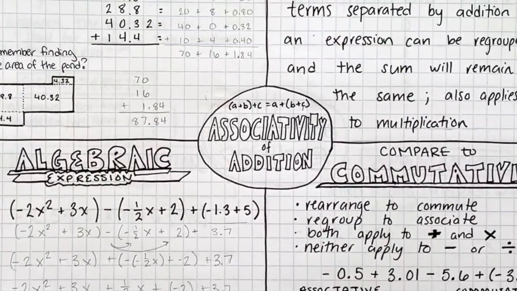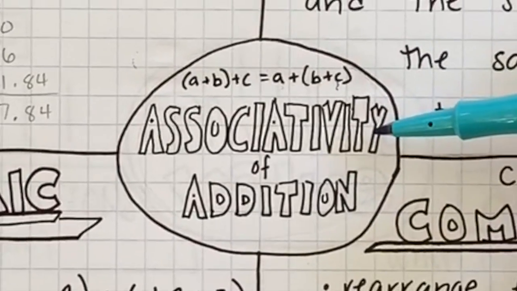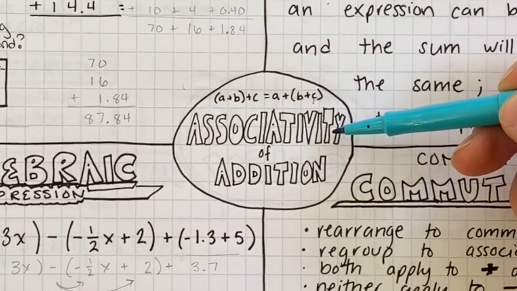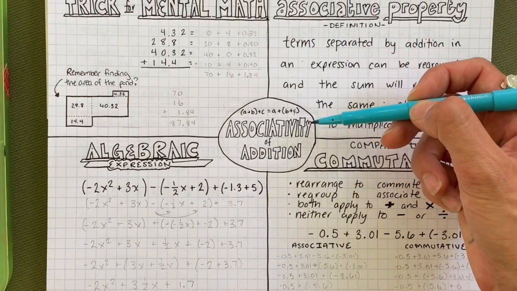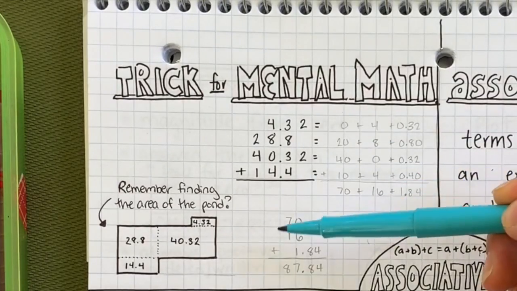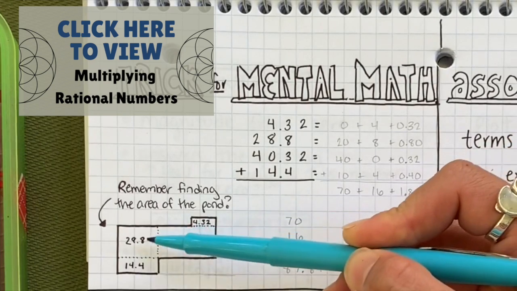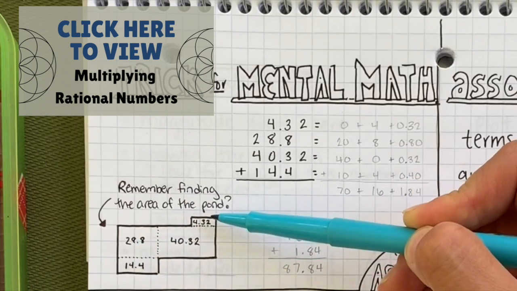Today we're going to be looking at the associativity of addition. This is a property that you can use to simplify expressions, expand expressions, and understand how an expression represents a real-world problem. Speaking of real-world problems, in the last video we looked at a rectilinear pond, and we found the total area of the pond.